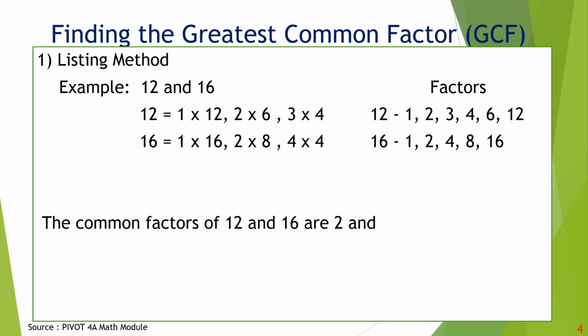So, ang common factors po ng 12 and 16 ay, syempre, obviously, lagi po siyang may 1, 2, and 4. So, since ang hinahanap natin ay greatest common factor, mas malaki po yung 4. So, therefore, the greatest common factor of 12 and 16 is 4.